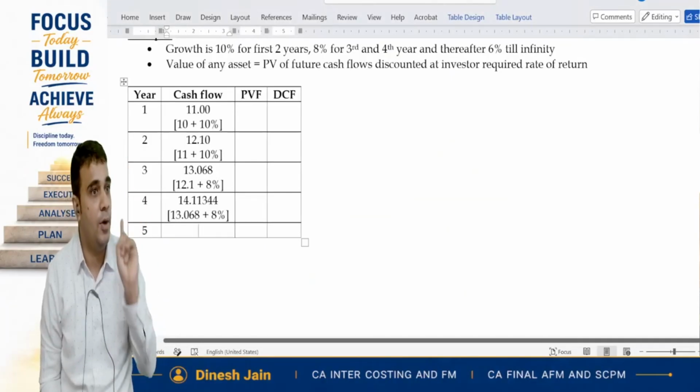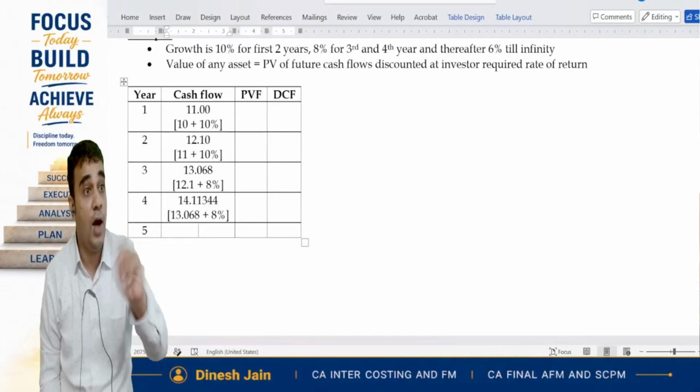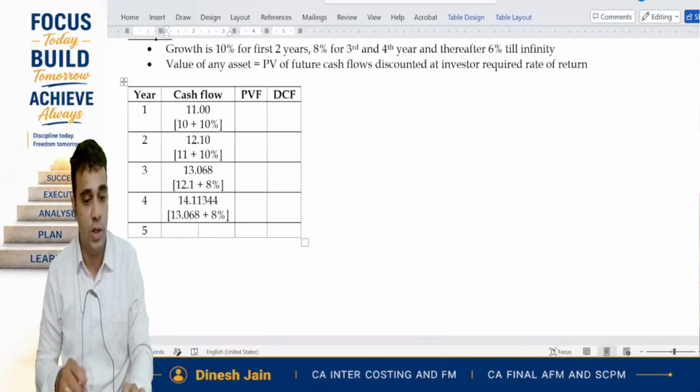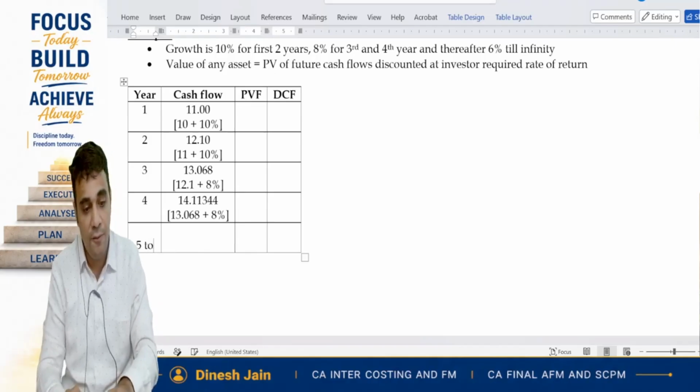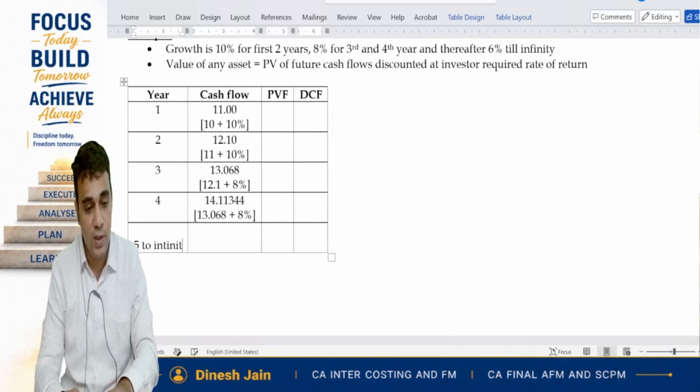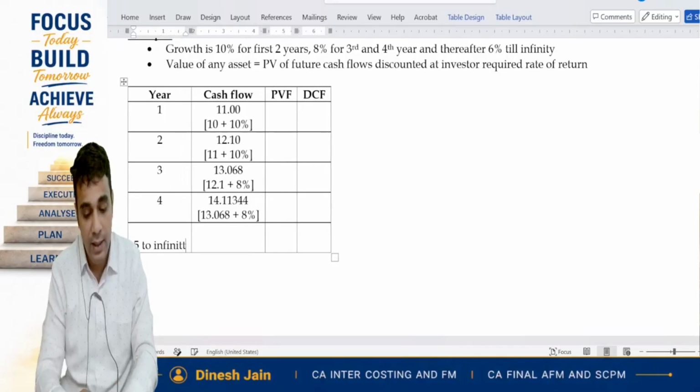6%. Only one number you are giving. After fourth year, not after third year, after fourth year. So what they say is, you write it like this, and then phi to infinity. What is phi to infinity? Is dividends from the fifth year till the infinite years.